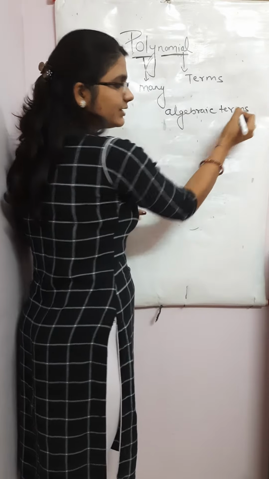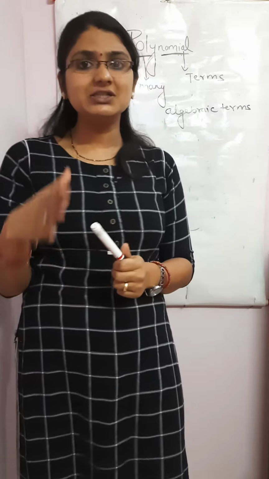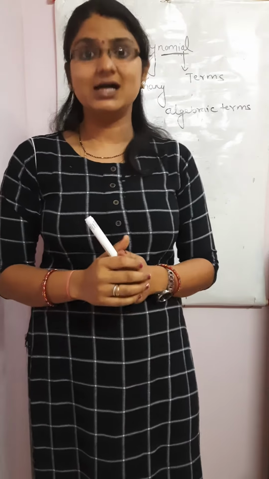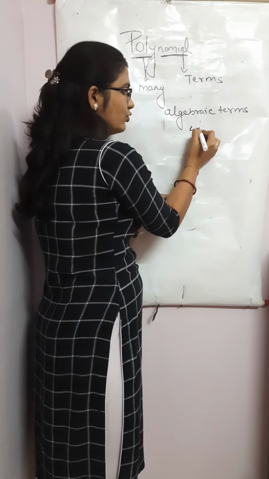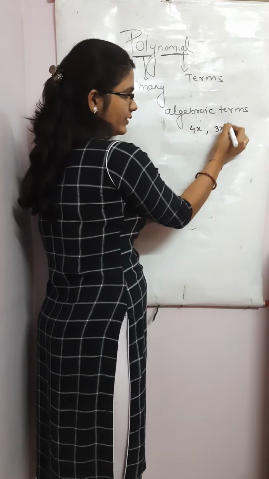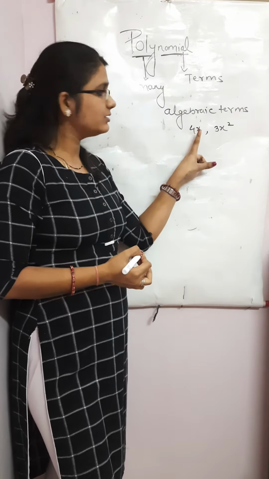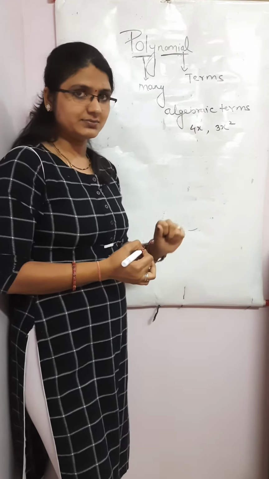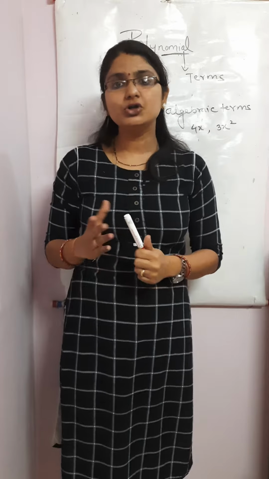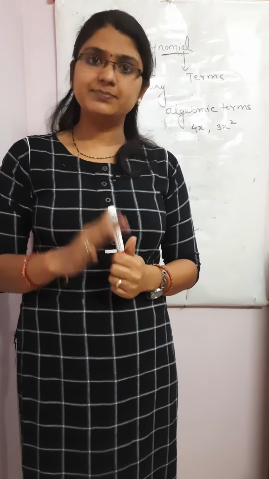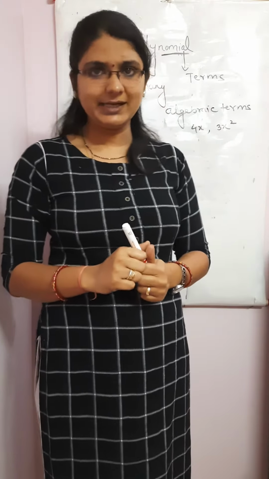Now algebraic terms means any term which includes the product of constant and variable. So the algebraic terms look like 4x, 3x square, as it is a product of constant and variable. So it is an algebraic term. So in simple words, what is polynomial? Polynomial is defined as an expression which contains two or more algebraic terms, right?